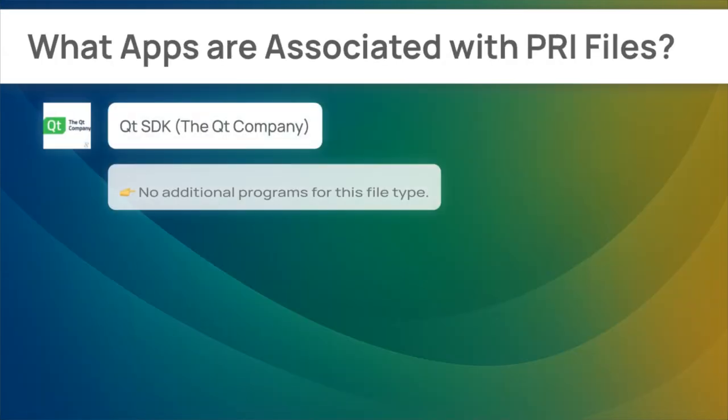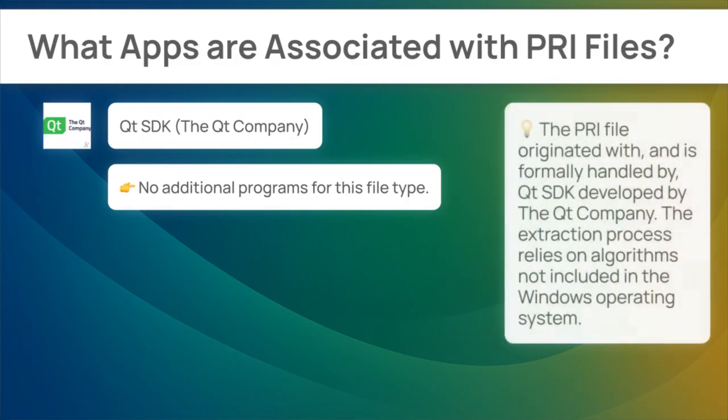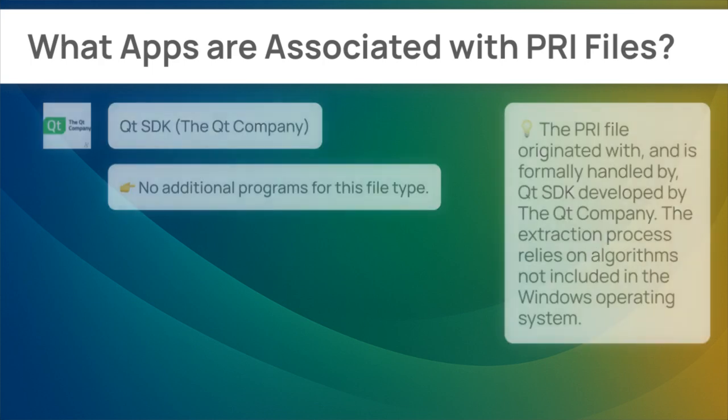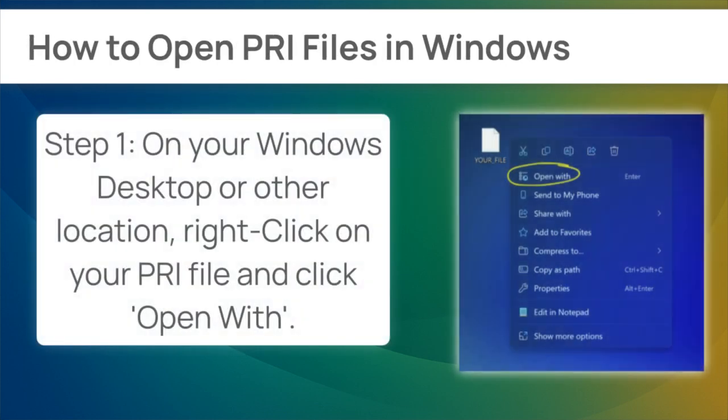Technically, the best program for PRI is usually Qt SDK from the Qt company. The extraction process relies on algorithms not included in the Windows operating system. Windows provides a basic view of configuration data, but meaningful edits require technical familiarity. This is the first diagnostic step.